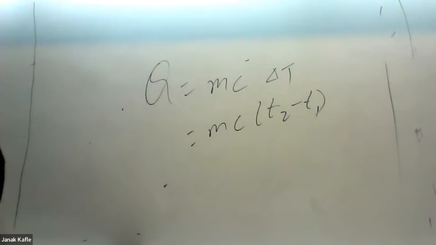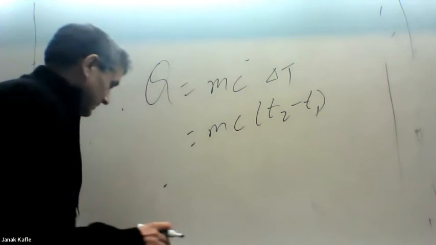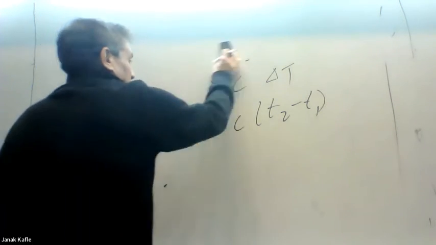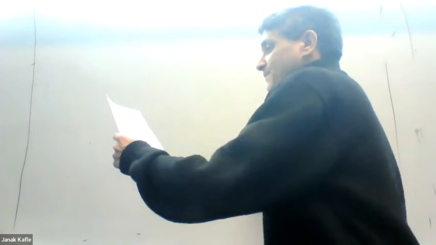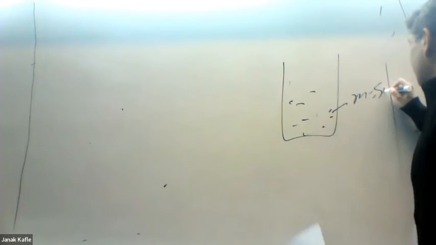So I have one problem here. I'm going to use one equation here. If 50 gram water is warmed, they're saying, so this is water here. We have 50 gram water here. So mass is 50 gram water.